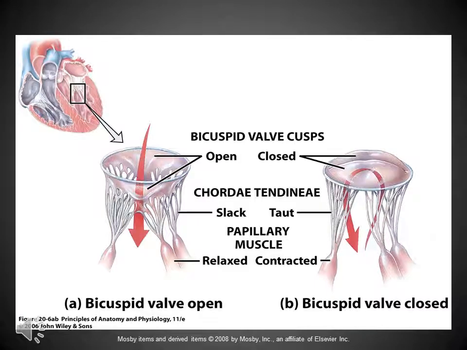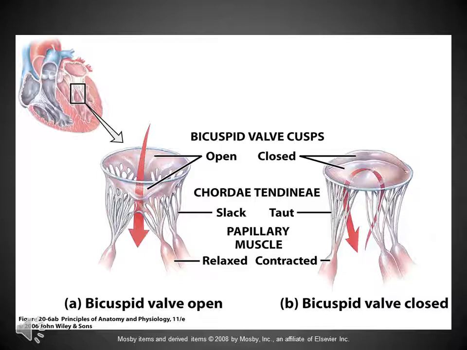Here's the picture I promised about valves. This is a picture showing the bicuspid or mitral valve. Again, we have 2 leaflets. The leaflets are attached to a fibrous band in the atrium. They are then attached to the chordae tendineae, and then the chordae tendineae are attached to the papillary muscles.